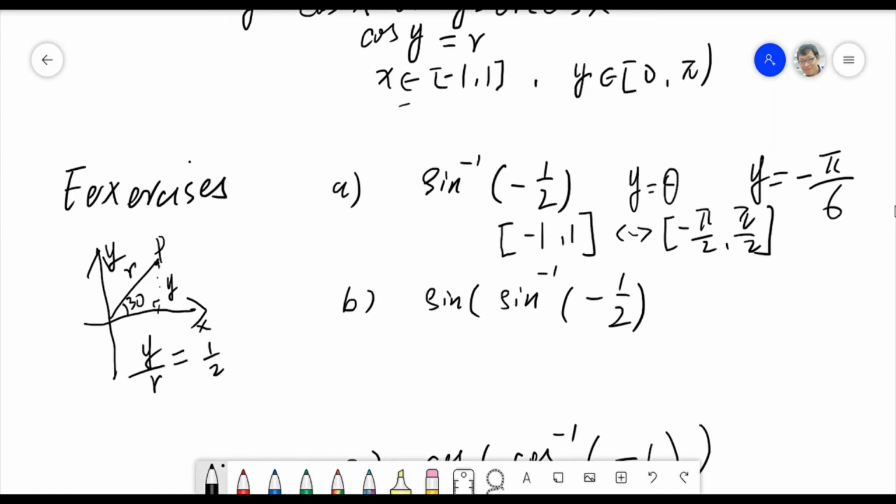The negative 1/2 just means what? It just means the y goes to the negative 30, right? It just means this one, but their heights are the same, right? So it's this one, right?